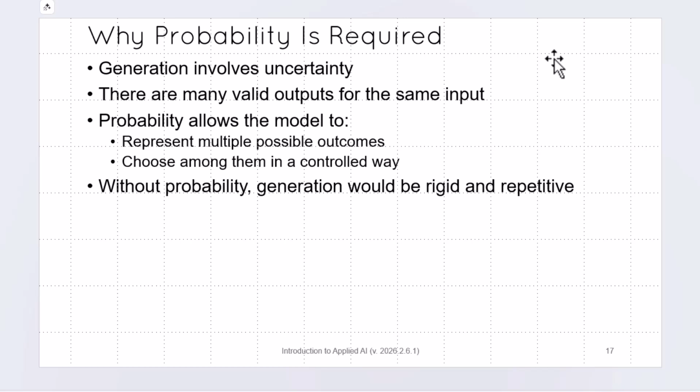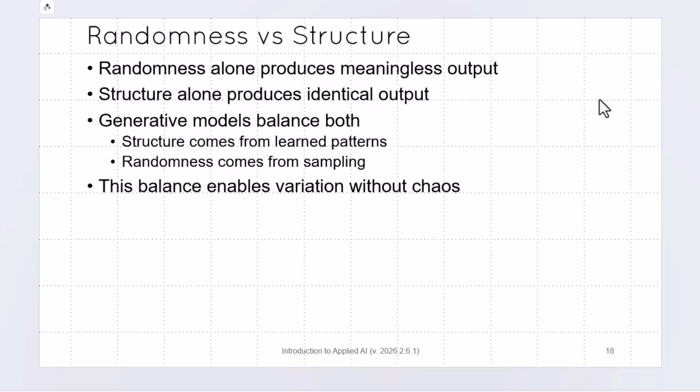So why is probability required? Generation involves uncertainty. There are many valid outputs for the same input. Probability allows the model to represent multiple possible outcomes and choose among them in a controlled way. Without probability, generation would be rigid and repetitive. Randomness versus structure: randomness alone produces meaningless output, and structure alone produces identical output. Generative models balance both. Structure comes from learned patterns, and randomness comes from sampling.